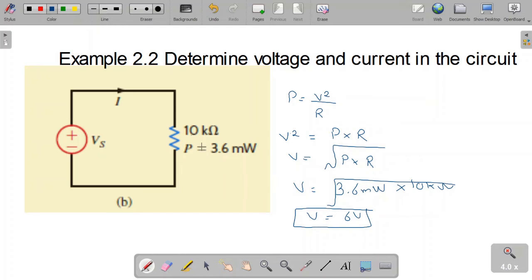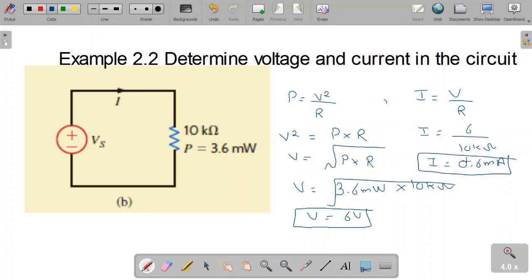Now to find current, again we can use Ohm's law, that I is equal to V divided by R, and because 6 divided by the 10 kilo ohm, this is going to give me 0.6 milliampere. So we can use Ohm's law to find the current. So the current in the circuit is 0.6 milliampere and the voltage, this voltage source Vs, is 6 volt.